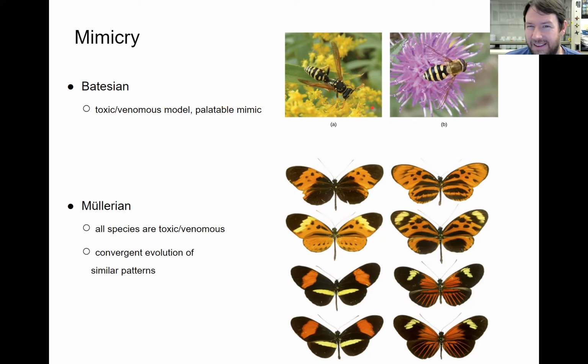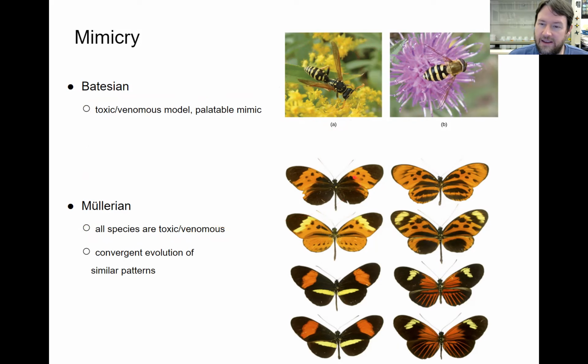And a long time ago, it was thought that all sorts of mimicry were kind of fakers, right? Where one is palatable and the other one is not, and then there has to be a certain ratio. It's got to be more of the harmful or toxic ones than the palatable ones out in the wild, so that's one idea. Another idea about mimicry is, well, wait a minute, what if all of the species are toxic or venomous to some extent?